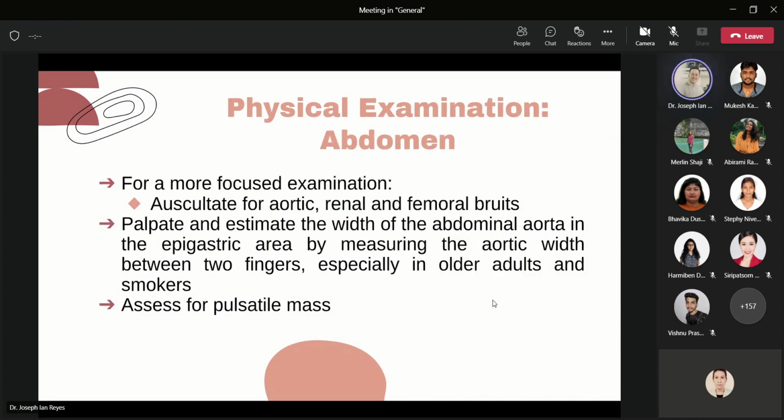Then for the abdomen, this would be a focused examination. You're done with the abdomen, right? Abdomen topic. Yeah, it was discussed last time.